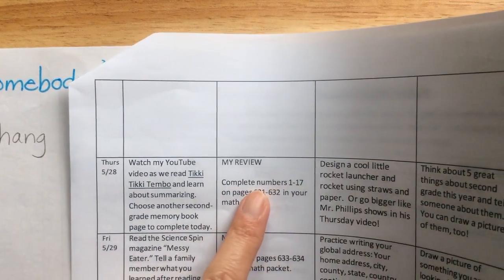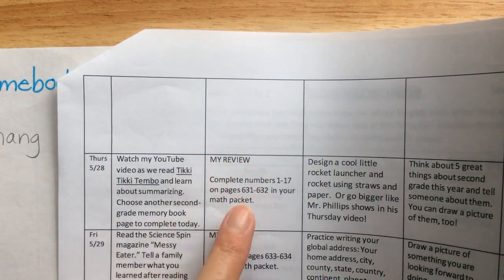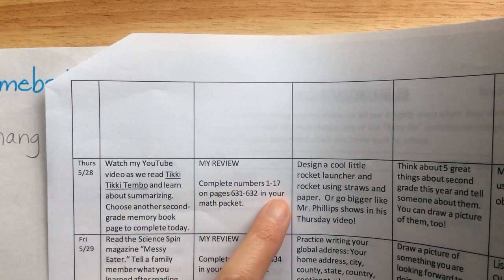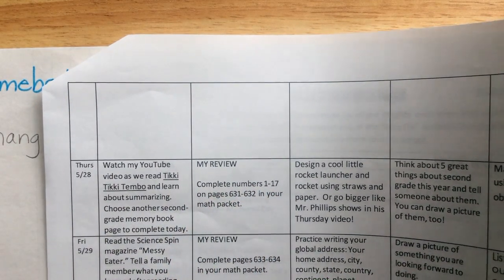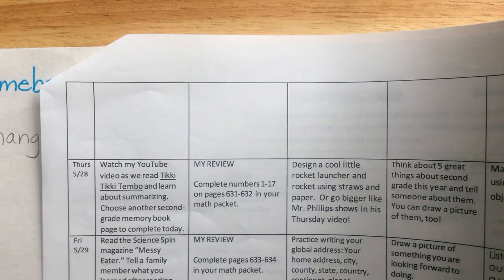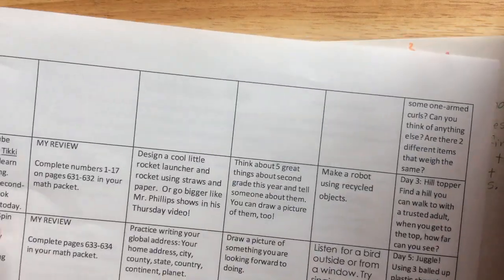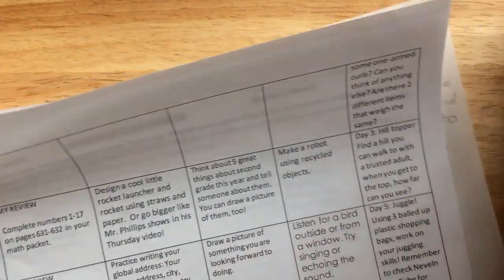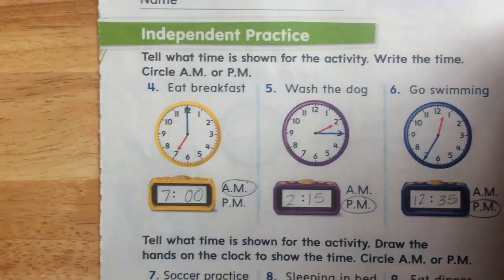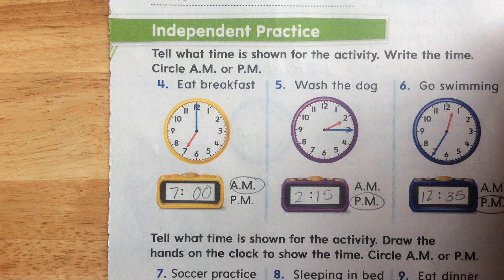But you do have math to do today. It's a review. You're going to complete numbers 1 through 17. So we're going to talk about that. But before we talk about that, let's correct yesterday's math. So this is what I assigned yesterday. Let's see. Here we go.